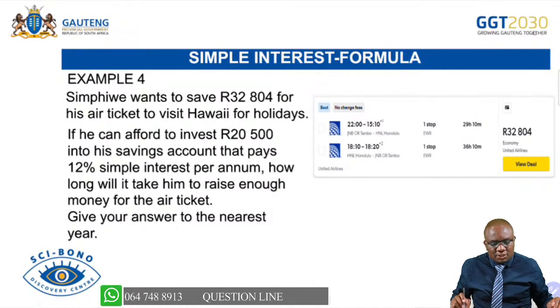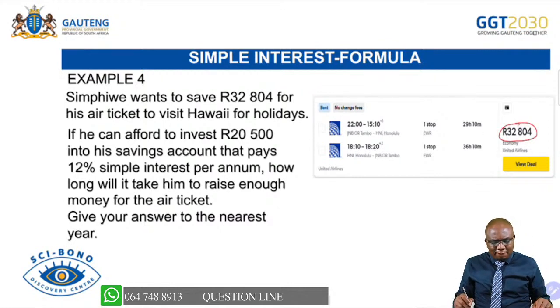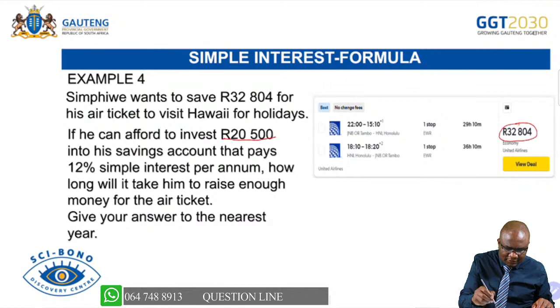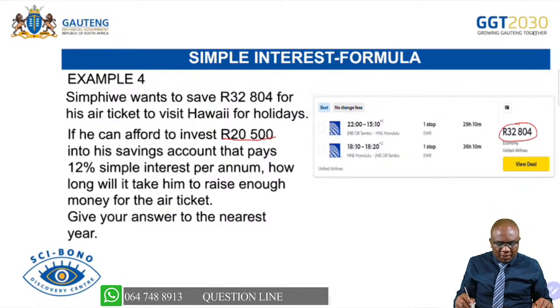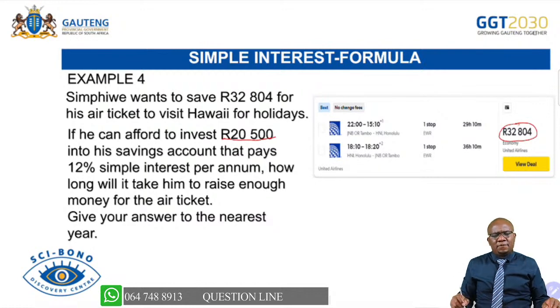Simpio wants to save 32,804 for his air ticket to visit Hawaii for holidays. If you want to go for a holiday, you save for it and you go and enjoy the holiday. So the ticket is 32,804. If he can afford to invest 20,500 into his savings account that pays 12% simple interest per annum, how long will it take him to raise enough money for the air ticket? Give your answer to the nearest year.